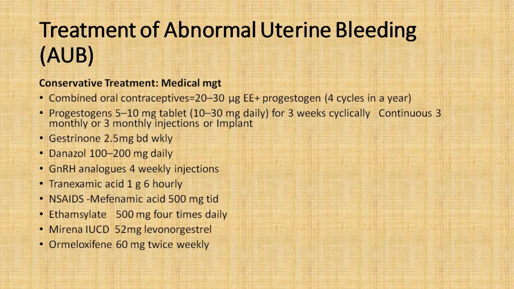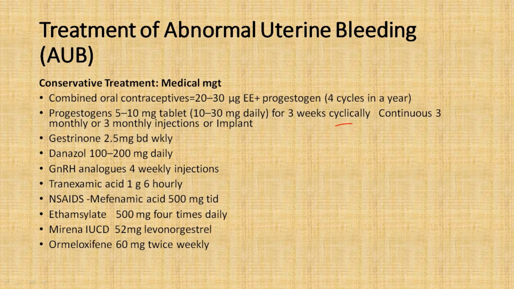So combined oral contraceptives, that's 20 to 30 micrograms EE plus progesterone, 4 cycles in a year. Progesterone 5 to 10 milligram tablets, 10 to 30 milligrams daily for 3 weeks cyclically, continuous 3 monthly or 3 monthly injections or implants. You give gestrinone 2.5 milligrams twice weekly. You give danazol 100 to 200 milligrams daily.